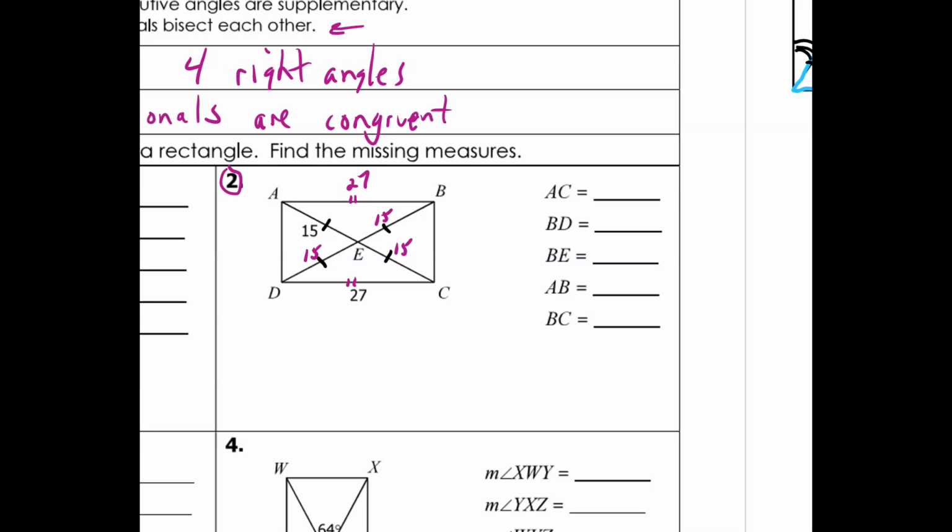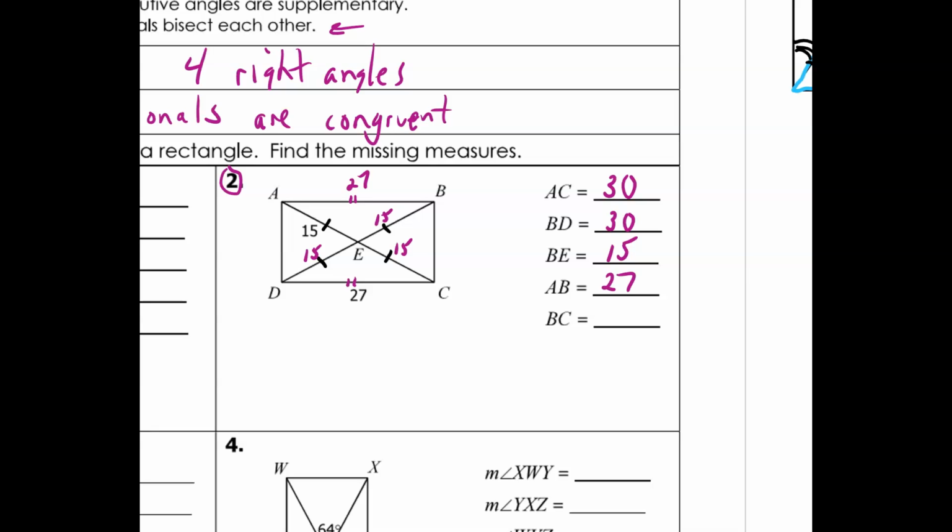So let's go ahead and see what we can name here. We've got AC is 30, right? 15 and 15. BD is also 30, 15 and 15. Plus it's the same, they're both diagonals. Segment BE is only this part, and that's 15. Segment AB is the one that we just marked 30. That's because sides across from each other are the same, so not 30 but 27.